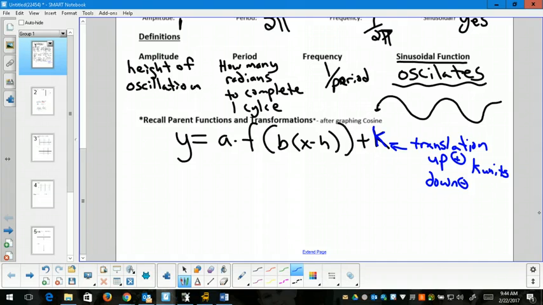H is a little bit different. You see that minus H. So if I saw a plus 5 in there, what would actually happen? It'd go left 5. It's counterintuitive. Let's look at A though. A does what? Does anyone remember?